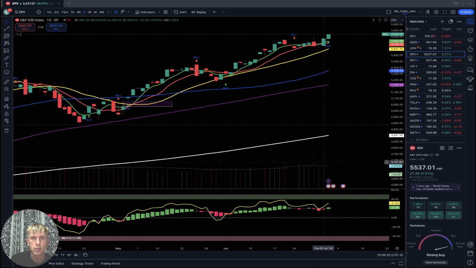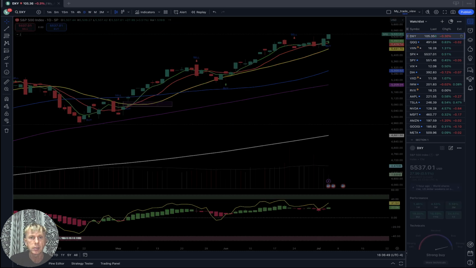Now, let me briefly mention my setup. I'm using simple moving averages: white line SMA 200, purple line SMA 100, blue line SMA 50, yellow line SMA 20, red line SMA 10, and green line SMA 5. Below, the RSI line, that's all. Very simple. It's not easy because emotions are involved. If you follow the indicators, you will be successful.